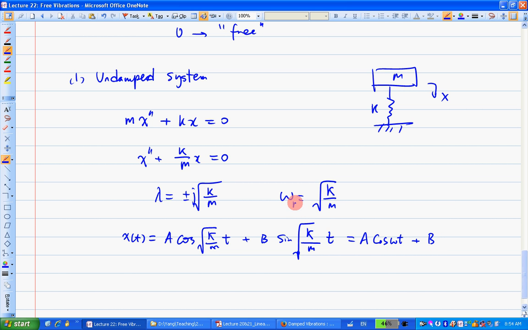Yeah, I'll let it equal to omega n here. So then that's your general solution here. This omega n has a name associated with it. This is called the natural frequency. So this is called the natural frequency of the system.